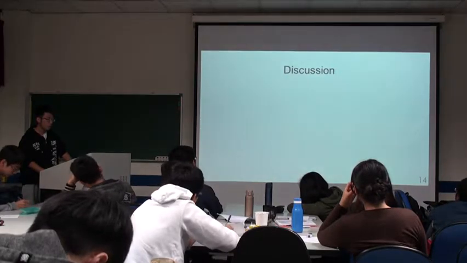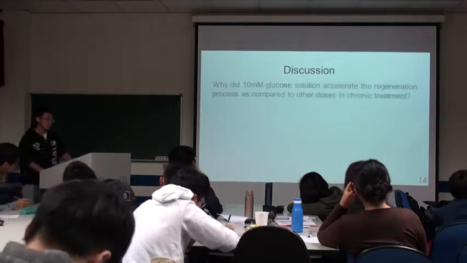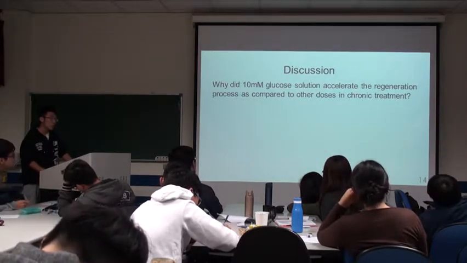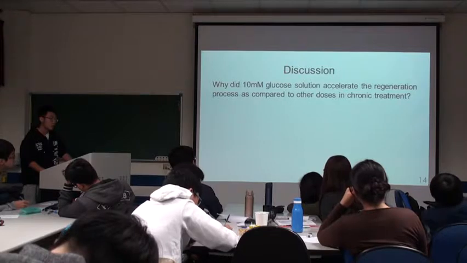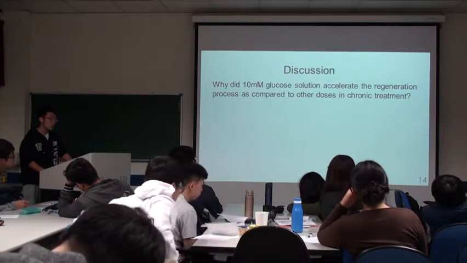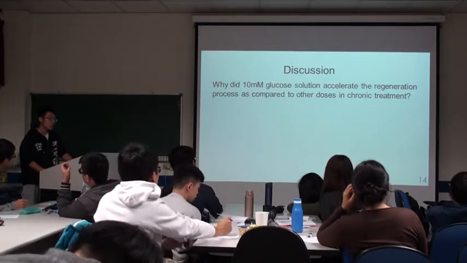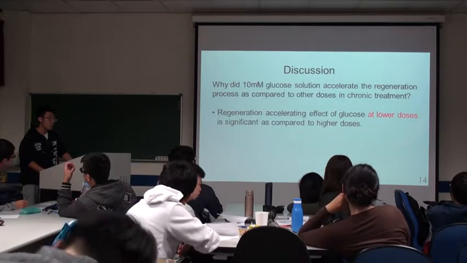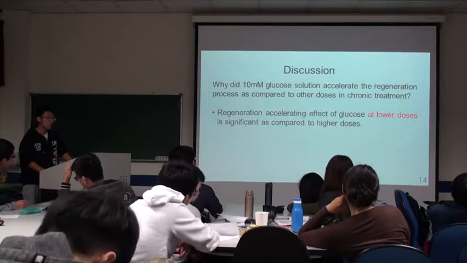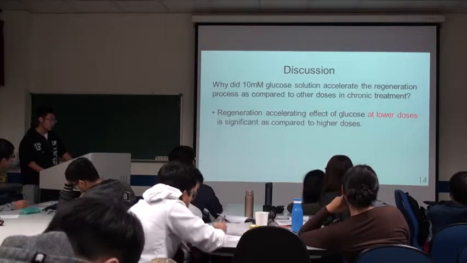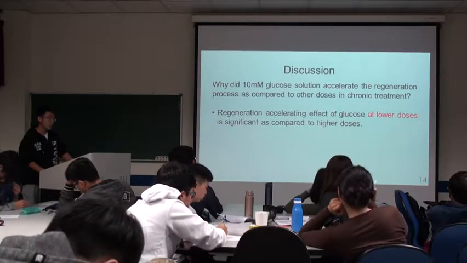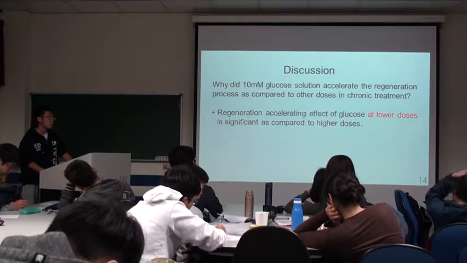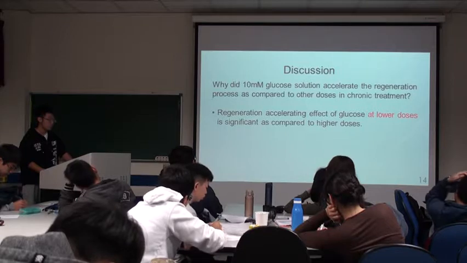And next, let's talk about the discussion. The first discussion is why the 10 millimole glucose solution accelerates the regeneration process as compared to other doses in chronic treatment. We think that the regeneration-accelerating effect of glucose at lower doses is significant as compared to higher doses, and this result is in agreement with another paper.